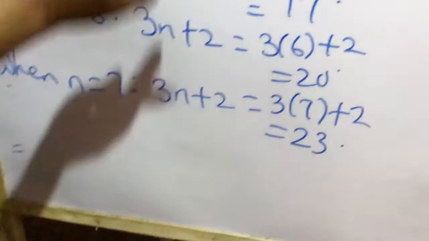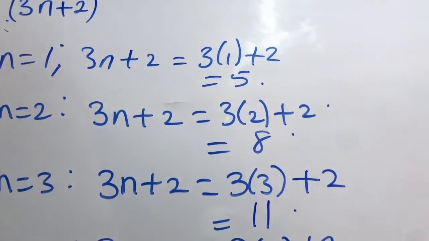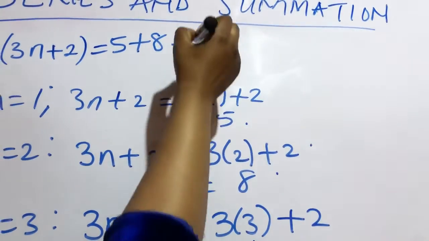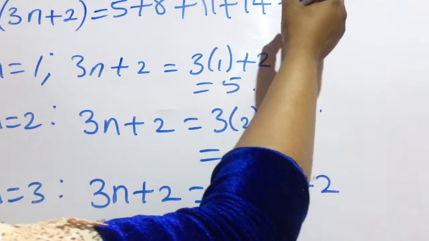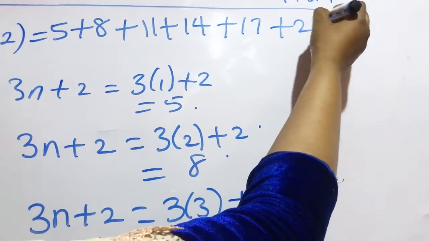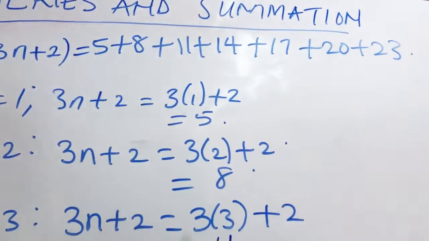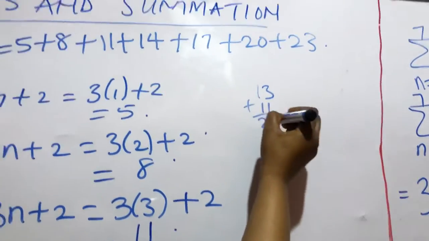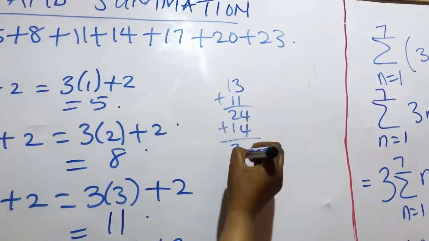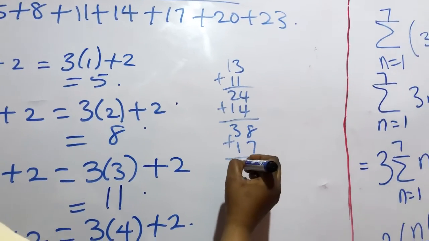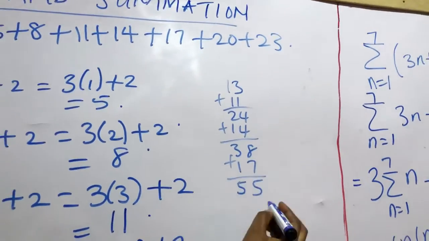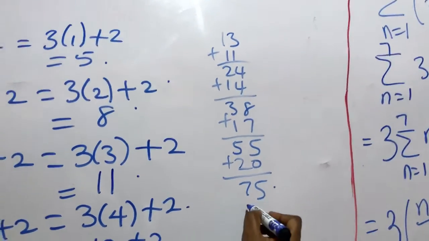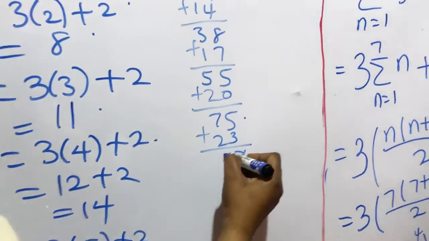So the next thing is that you have to add everything together since we are dealing with summation. So it's equal to 5 plus 8 plus 11 plus 14 plus 17 plus 20 plus 23. So 5 plus 8, that is 13. 13 plus 11, that is 24. 24 plus 14, that is 38. 38 plus 17, that is 55. Yes. 55 plus 20, that is 75. 75 plus 23, this is 98.